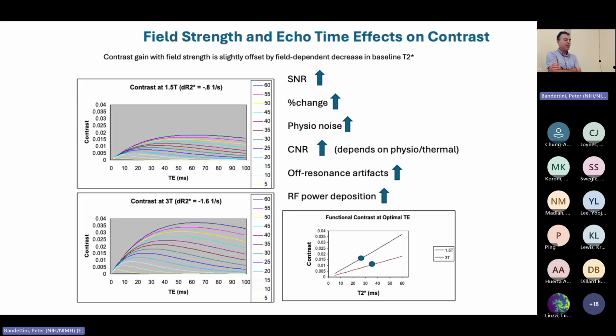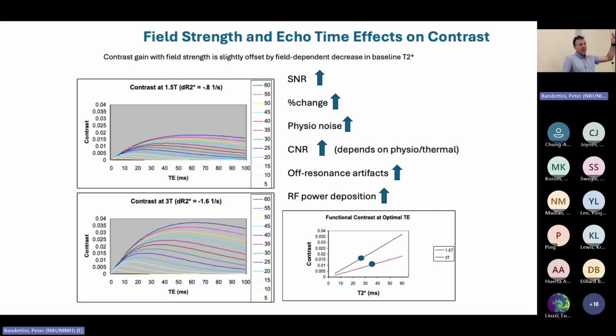All right. This is a little bit more involved, but this is basically looking at the field strength and echo time effects on contrast. So 3 Tesla is better than 1.5 Tesla, and 7 Tesla is a lot better than 3 Tesla. The reason is that the change in T2 star goes up, and when the change in T2 star goes up, you have more contrast. One problem, though, is that at higher field strengths, the baseline T2 star goes down a little bit. If it went down a lot, there'd be no advantage of going to 7 Tesla.